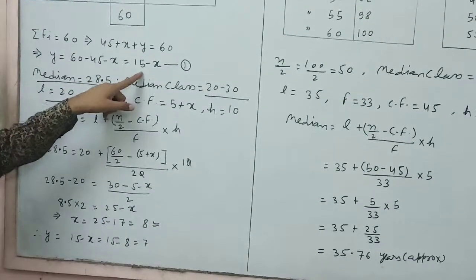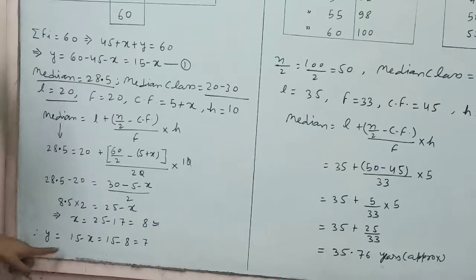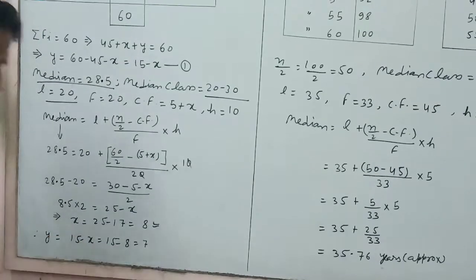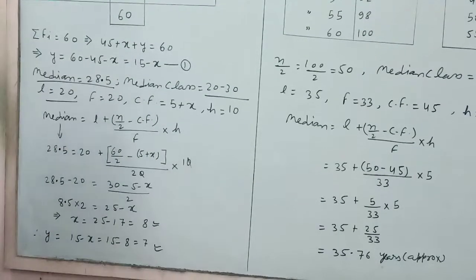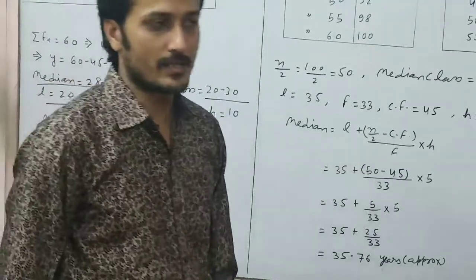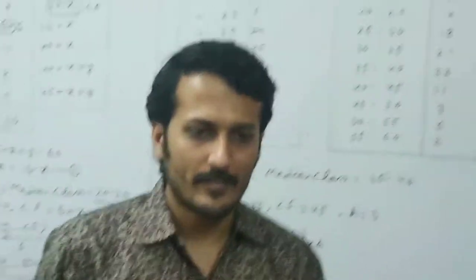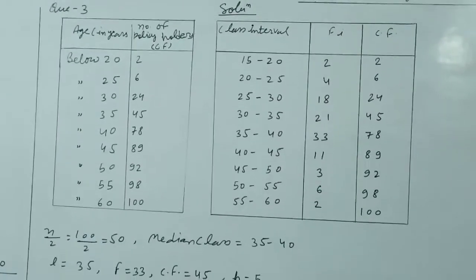Now put the value of x in equation number 1. Then we have y equals 15 minus x, that is 15 minus 8 equals 7, which is the required answer. Now let's take the next question, which is question number 3.